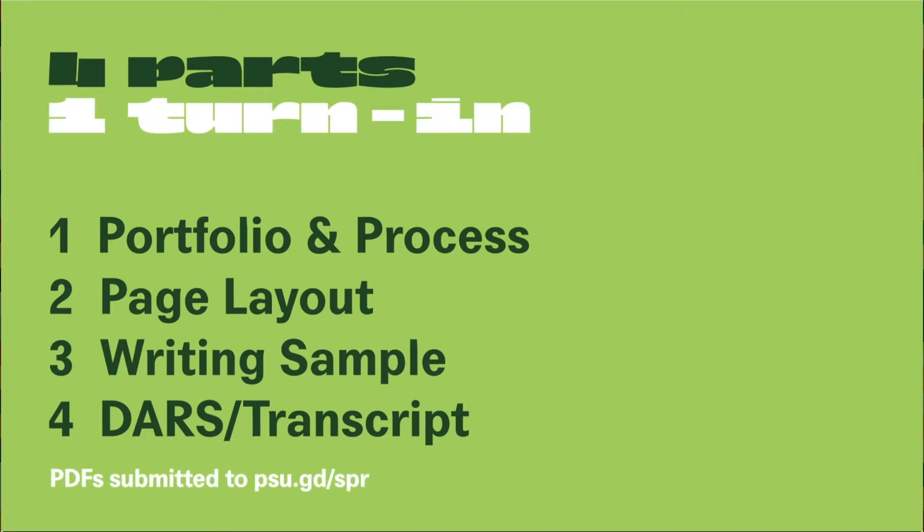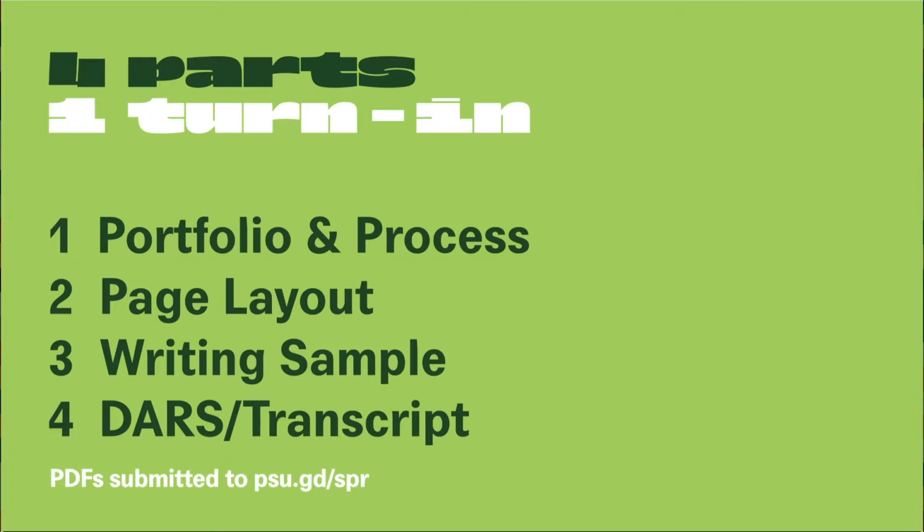So these 4 parts are going to be one turn-in. These 4 PDFs are going to be submitted to a form on psu.gd/SPR. It's psu.gd/SPR. You'll have all 4 PDFs ready to go, and you'll just pop them into that form. It's a pretty straightforward and easy process. But, like uploading anything, you want to give it some time because the internet can be a little unfriendly with regard to uploads. It can be a little slow.